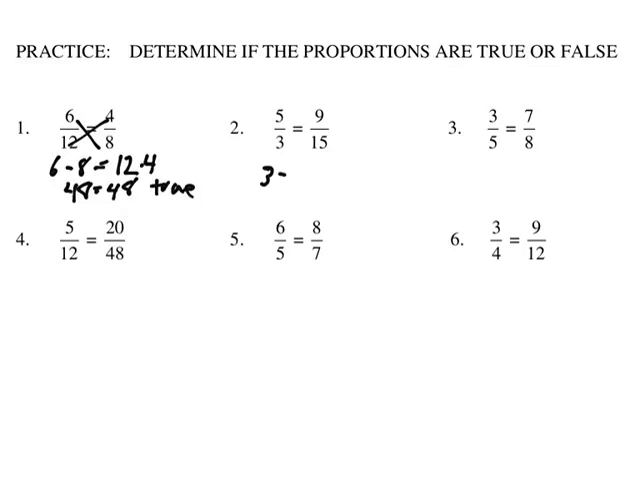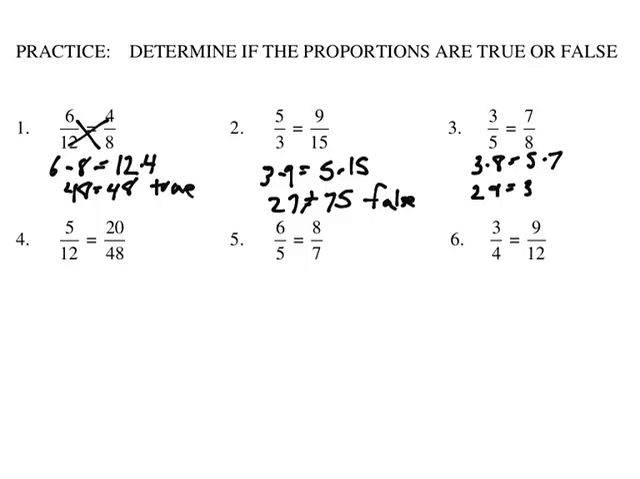Here, I get 3 times 9 equals 5 times 15, or 27 equals 75, which is not true, therefore false. Here I get 3 times 8 equals 5 times 7, or 24 equals 35, which is not true, therefore false.